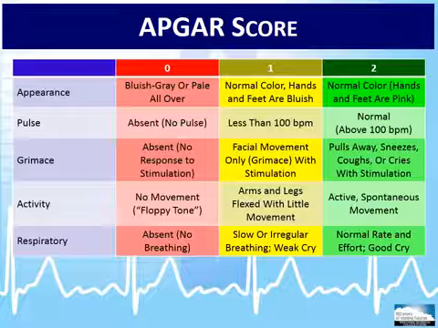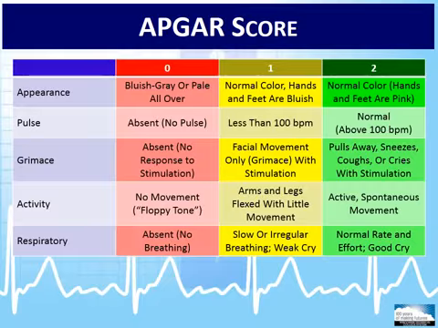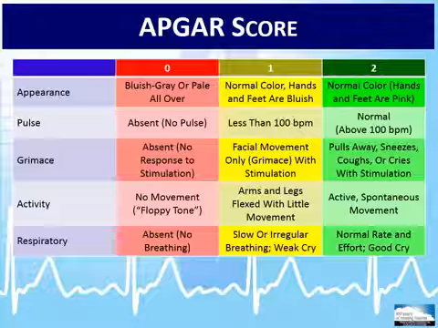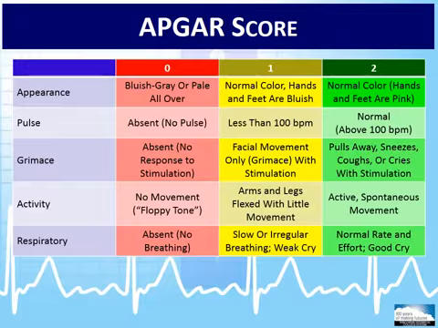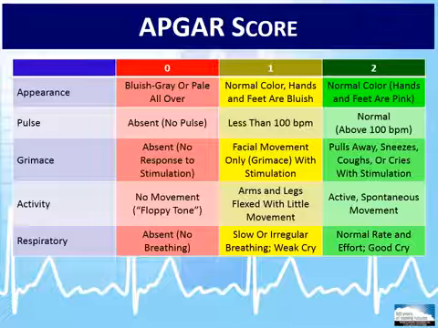Grimace is the next APGAR category, and it refers to how the baby reacts to stimulation, such as rubbing the back, flicking the feet, or gently poking the torso. If the baby does not respond, a 0 is associated with this category. Facial response without any extremity movement is scored as a 1. If the baby pulls away, sneezes, coughs, cries, or otherwise responds normally to stimulation, this category is scored as a 2.